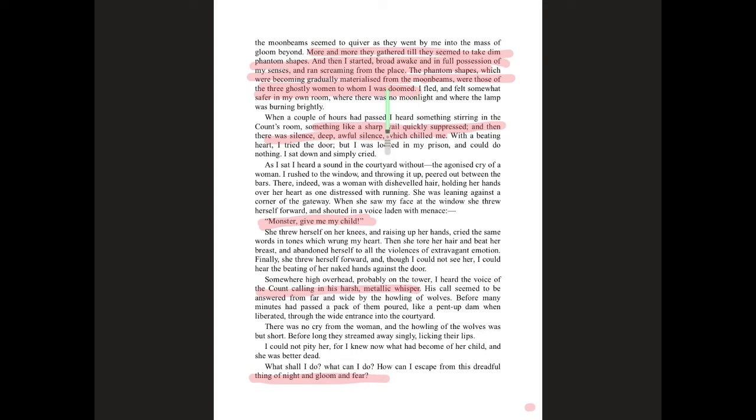The phantom shapes which were becoming gradually materialised from the moonbeams were those of 3 ghostly women to whom I was doomed. So it's the brides of Dracula again manifesting themselves. So lots of ghostly women, phantom shapes, good adjectives there as well. Even possession in some ways. I know he's talking about his own senses, or Stoker has Harker talking about his own senses, but possession's got connotations obviously of the supernatural and ghosts and the like.